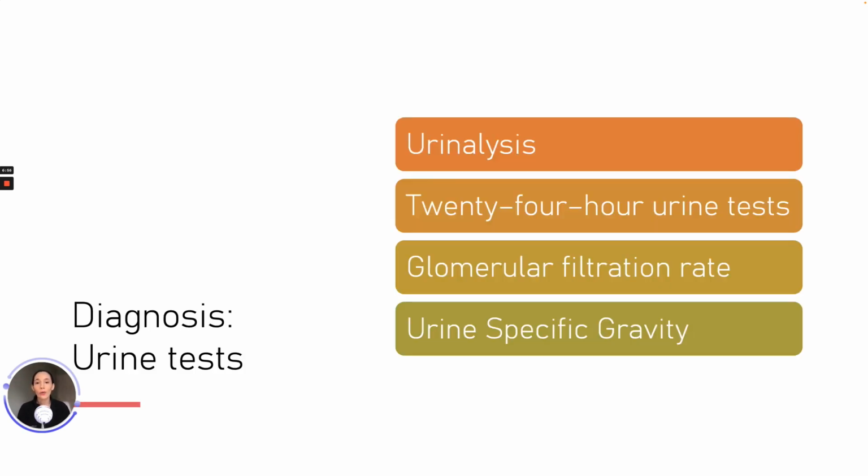All right, so for diagnosing, we can again look at some urine tests. So we can look at urinalysis. This can offer insight into the function of the kidneys. We can do a 24-hour urine test, which requires you to collect your urine for 24 hours consecutively. It will be analyzed for protein and waste products such as nitrogen, creatinine, and urea. The presence of protein in the urine indicates kidney damage.